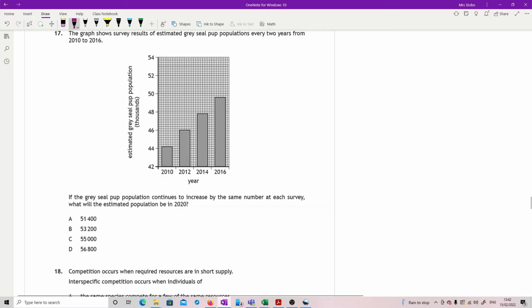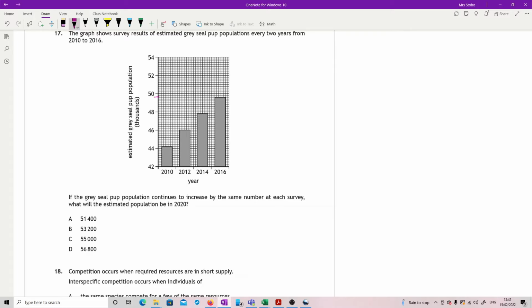Question 17. We've got survey results of estimated grey seal pup populations every 2 years from 2010 to 2016. If this grey seal pup population continues to increase by the same number at each survey, what will the estimated population be in 2020? Okay, so this is going to be much easier when you're reading this off an actual paper and not off a screen. Okay, if I can just get this one for the 2016.